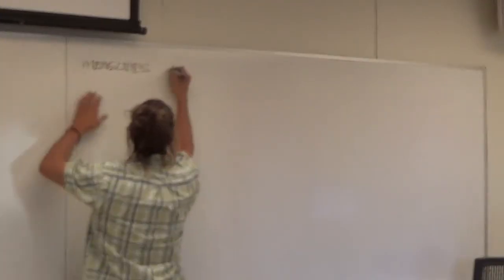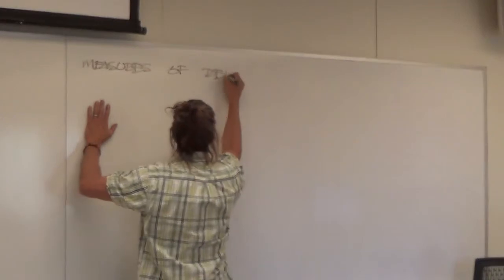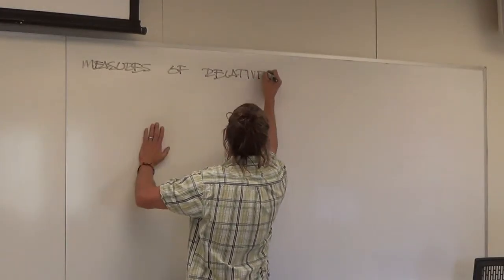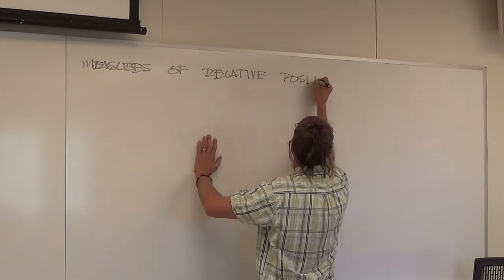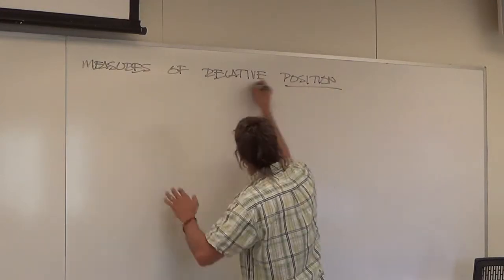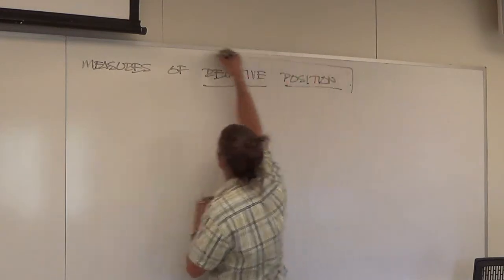I want to talk about other ways to measure data. Here's an overview for us to take with us next time. They're called measures of relative position. Put a box around that, why not?